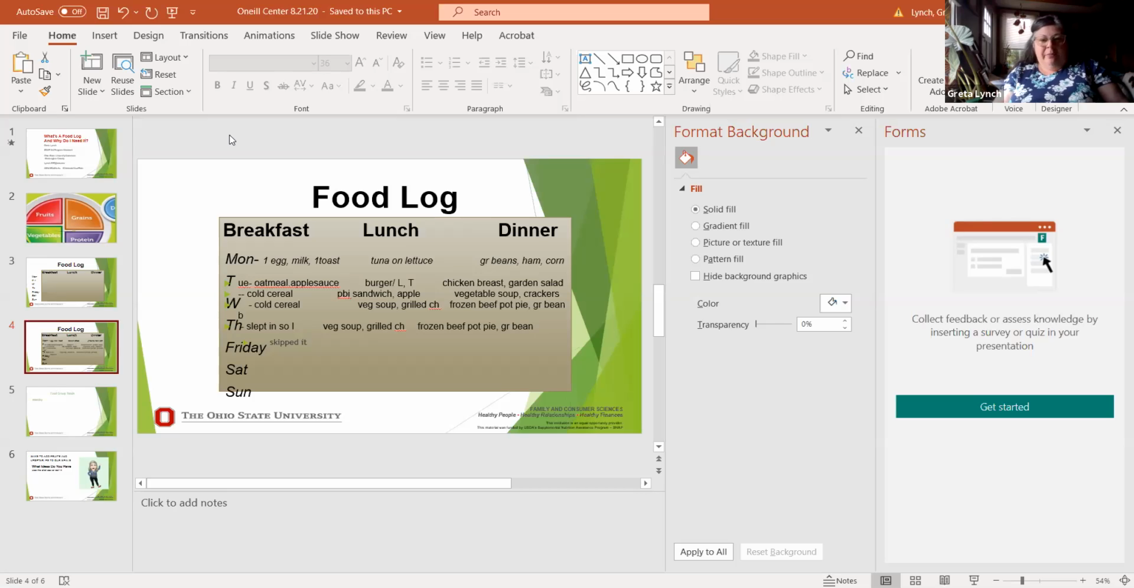Then for lunch, I had a peanut butter and jelly sandwich, and you can see I abbreviated. It's my food log, so I can make whatever I want in there. I could make a picture of a sandwich or an apple if you're an artist. Have fun with it. Then for dinner, I had some vegetable soup and crackers. With the temperatures being a little lower this week, I'm thinking I'm going to make some corn chowder, but I might make some vegetable soup too.